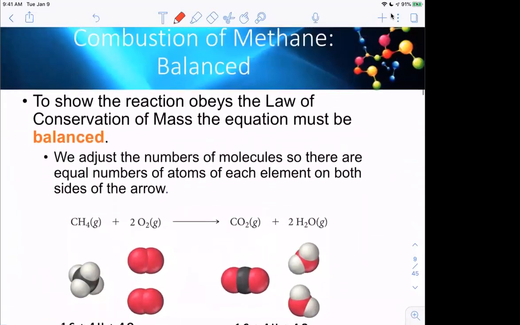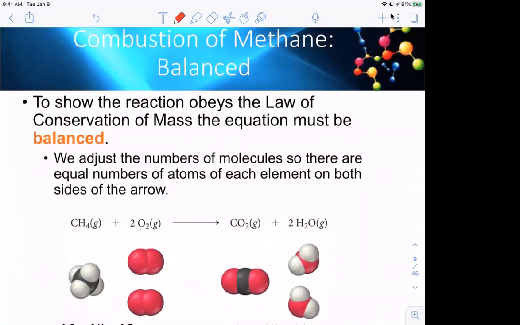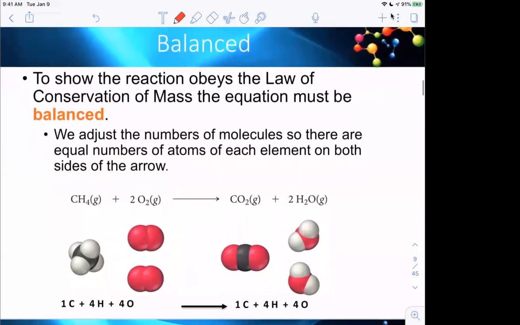So I'm going to use the law of conservation of mass in order to balance this reaction. We're going to adjust the numbers of molecules so that there are equal numbers of atoms of each element on both sides of the arrows. So here I have 1 carbon plus 4 hydrogen plus 4 oxygen.